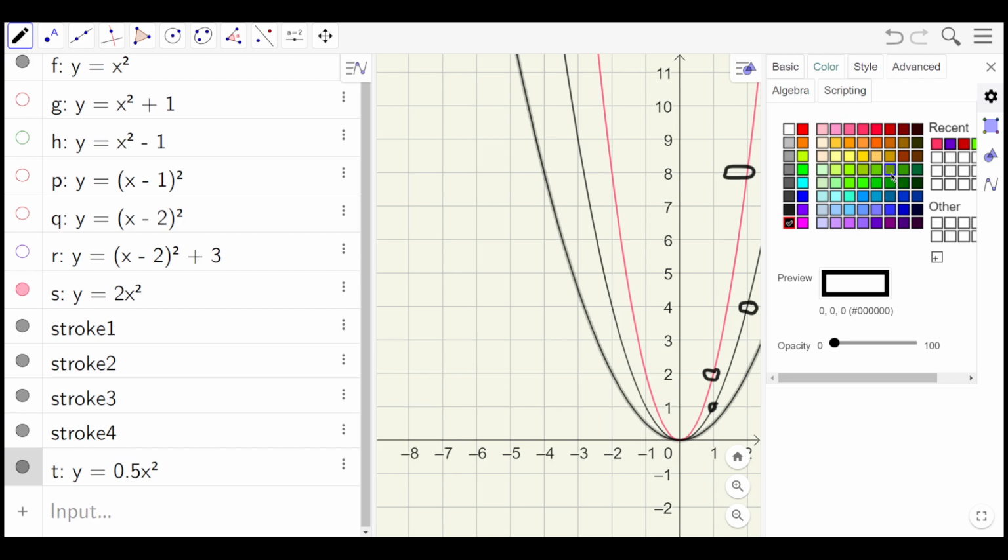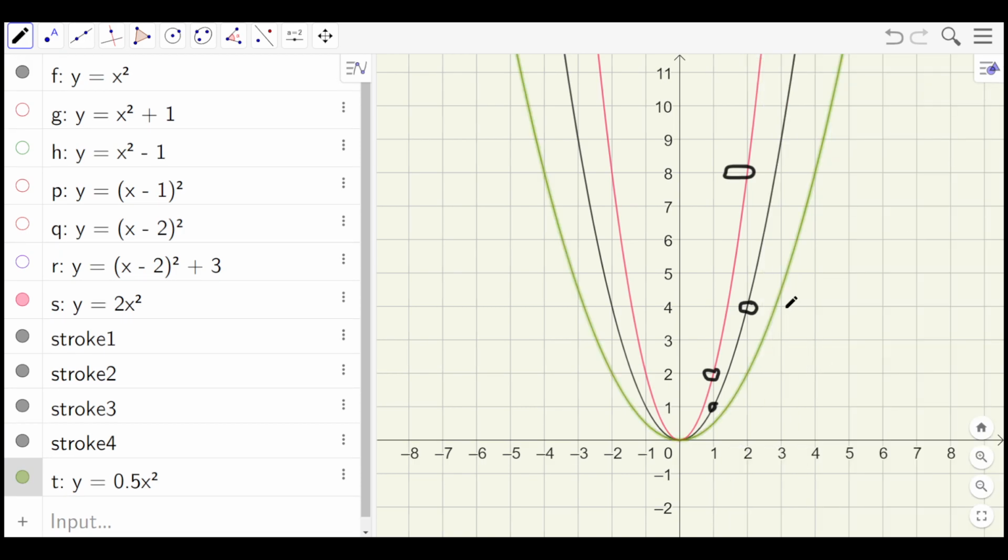So for example, let us make it green. You see here I am multiplying by 0.5, but I am getting the green one. The green one with respect to the black one is wider. Here I am multiplying the function by 2, which is the red one. The red one with respect to the black one is narrower by a factor of 2. So that is the effect of multiplying.